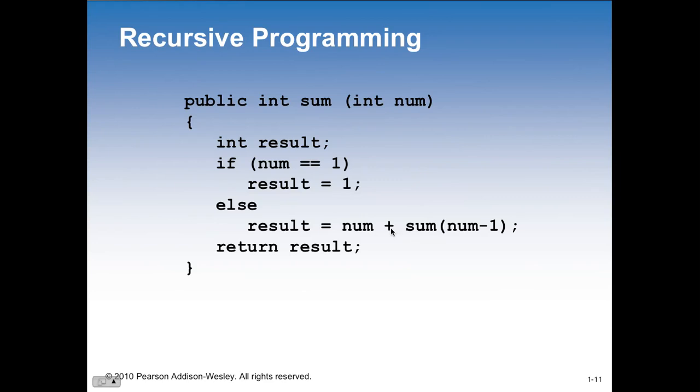But here's a recursive call. So if n is not 1, if it's 2, 3, 4, 5, then the result is going to equal number plus, because we're summing all this stuff up, plus the sum, which is this function call, sending it 5 minus 1, which is going to be 4. So 4 gets put up in here, and then now 3 gets put up in here, now 2 gets put up in here. Now when 1 makes it in, we're done. We're not taking this else anymore, and we just return it.